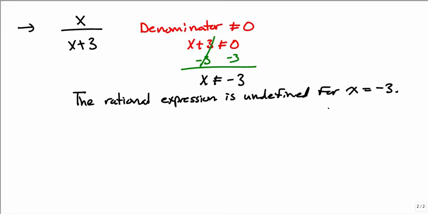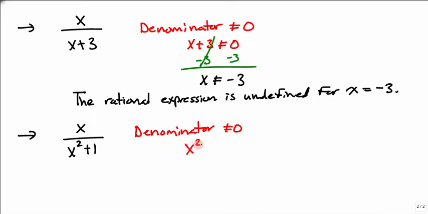Now it could be the case that the rational expression is defined for all real numbers. I could have an expression, let's say, like x over x squared plus 1. Again, I'd start with this: my denominator cannot equal 0. My denominator x squared plus 1 cannot equal 0.